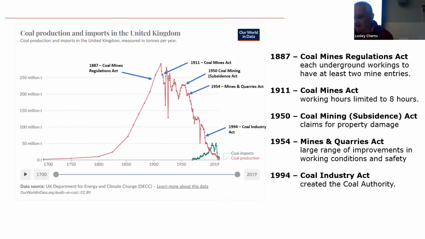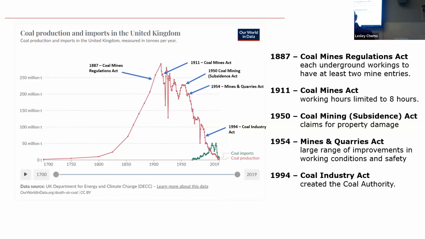1911, working hours limited to 8 hours. 1950, I believe for the first time, if you had subsidence on your property due to coal mining, you were allowed to claim compensation. 1954, Mines and Quarries Act. This was a big one. It improved a huge number of things in underground workings: ventilation, welfare, egress and ingress routes, a huge number of different things to improve conditions and safety.